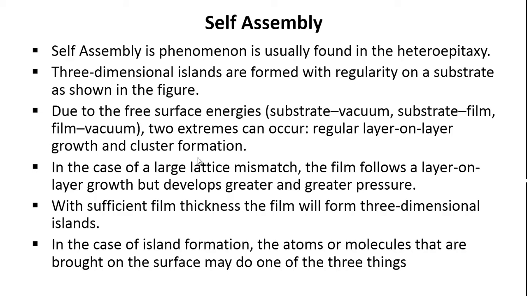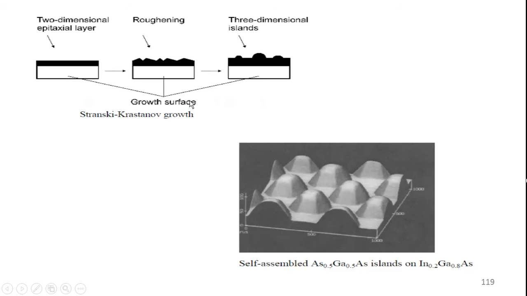And this self-assembly technique is actually involved in the process of heteroepitaxy, or this phenomenon is usually found in heteroepitaxy. So three-dimensional islands are formed with regularity on a substrate as shown in the figure. So here let us consider this three-dimensional self-assembled material formation, in the form of a quantum dot, which you can see as a quantum dot. So this is three dimension, but actually this is formed due to the self-assembly process.